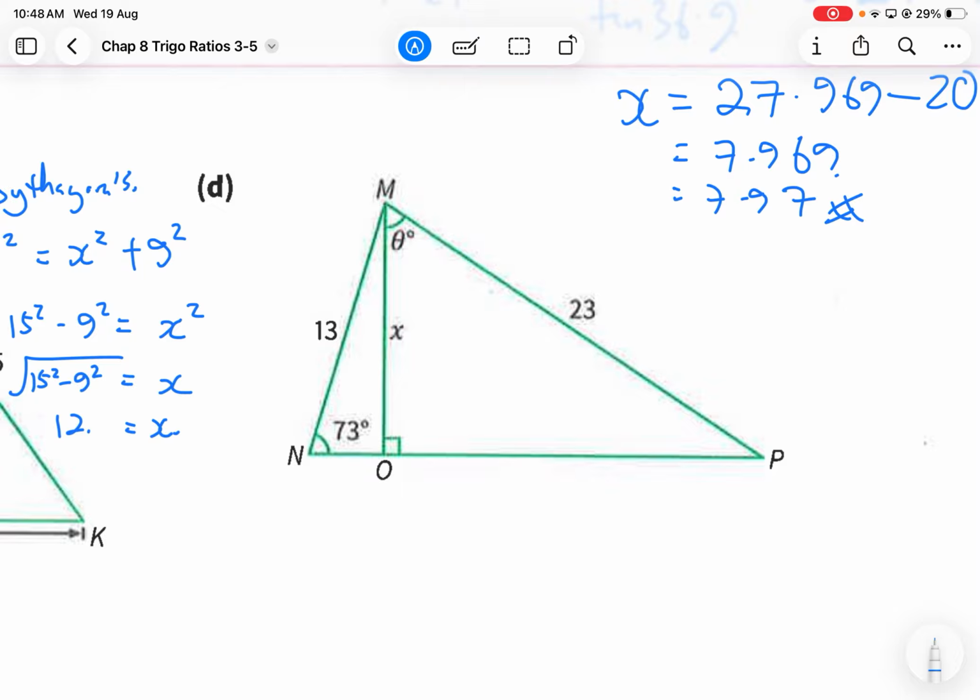So the relationship should be cosine theta equals to x over 23. Cosine theta equals to 12.4 over 23. Then, when I find theta, cosine inverse of x is 12.4 over 23.